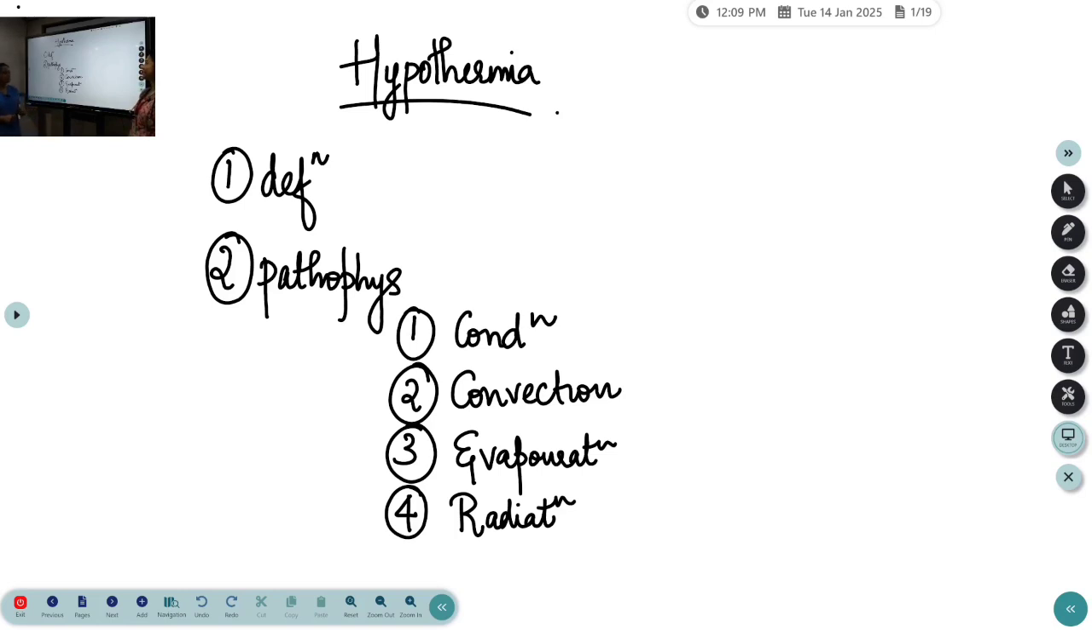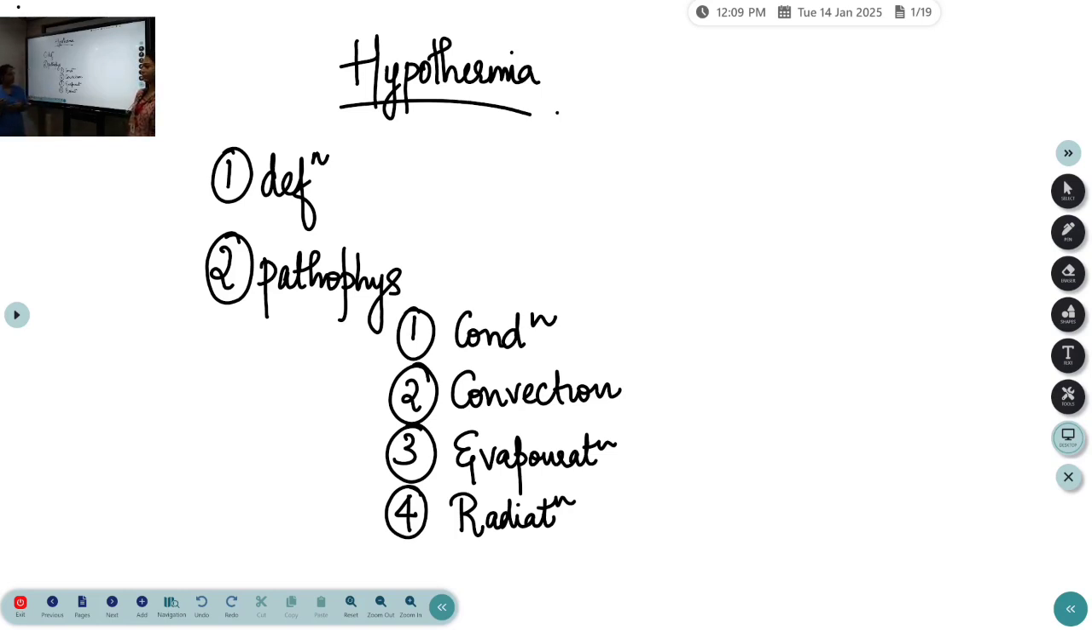Coming to the definition of hypothermia, hypothermia is called when the core body temperature falls below 35 degrees Celsius or 95 degrees Fahrenheit. Coming to the pathophysiology of hypothermia, there are mainly four mechanisms in the human body through which we lose our heat. The main four mechanisms are conduction, convection, evaporation and radiation.